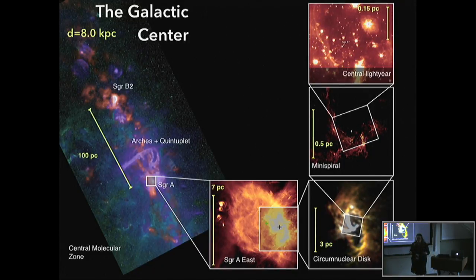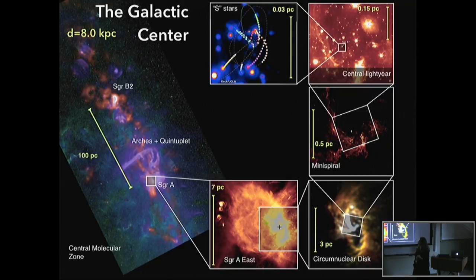So you get into the central light year here. And one more zoom takes you into now the stars that are used to determine the mass and tell us that there is a central supermassive black hole. And so these stars are about 0.03 parsecs away from the black hole. And they're so close to it, of course, that you can actually see their motion. As you watch them for dozens of years, you can actually see them going around.